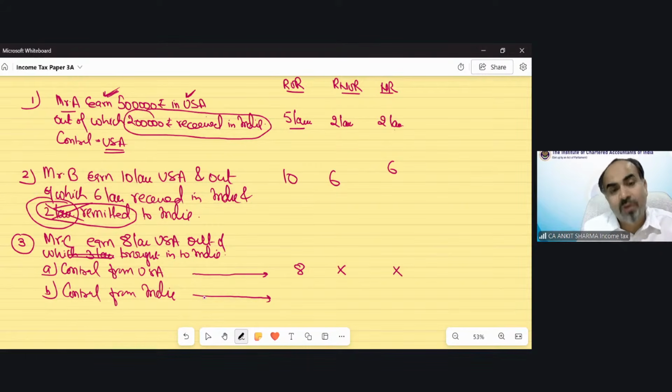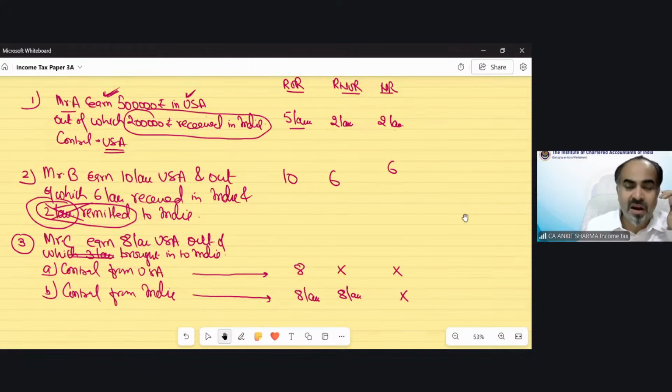If it is controlled from India, then 8 lakh is going to be taxed over here, and 8 lakh is going to be taxed over here, but nothing is going to be taxed in case of non-resident. Why? Because if you are a resident and not ordinary resident, and if business has been controlled from India, then that income is going to be taxed in case of resident and not ordinary resident also. Understood? Very good.